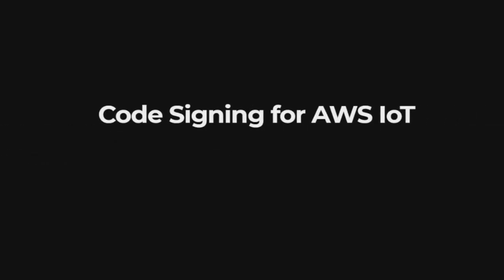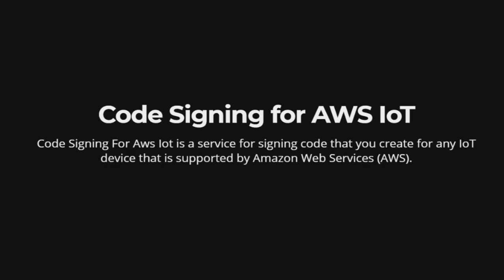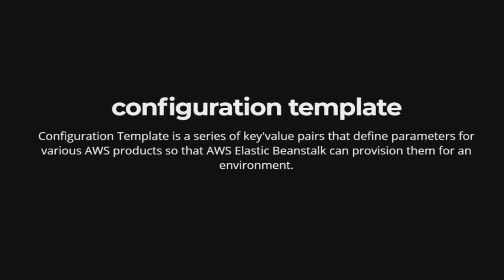Code Signing for AWS IoT. Code Signing for AWS IoT is a service for signing code that you create for any IoT device that is supported by Amazon Web Services, AWS. Configuration Template. Configuration template is a series of key-value pairs that define parameters for various AWS products so that AWS Elastic Beanstalk can provision them for an environment.